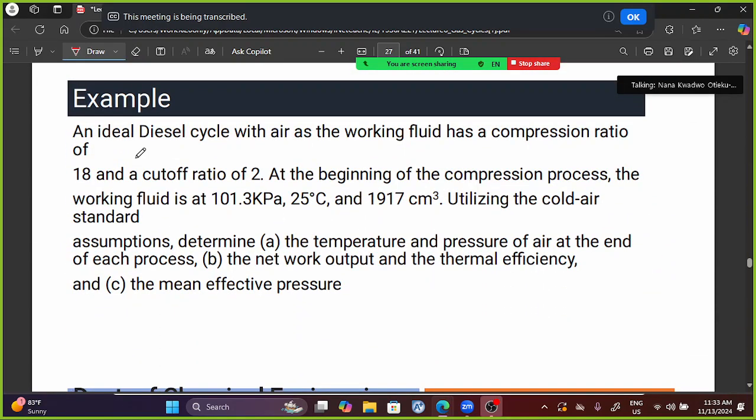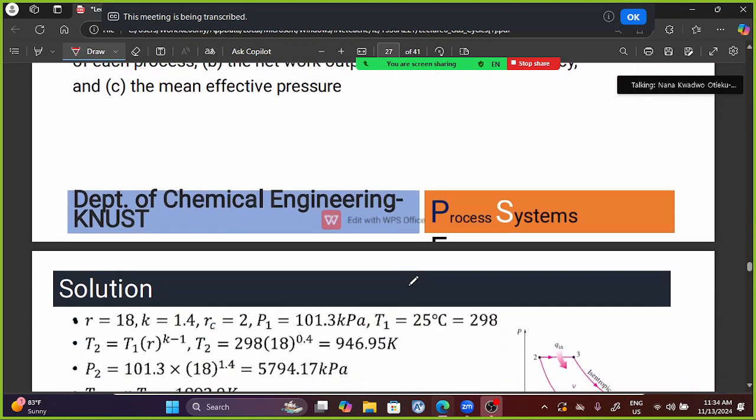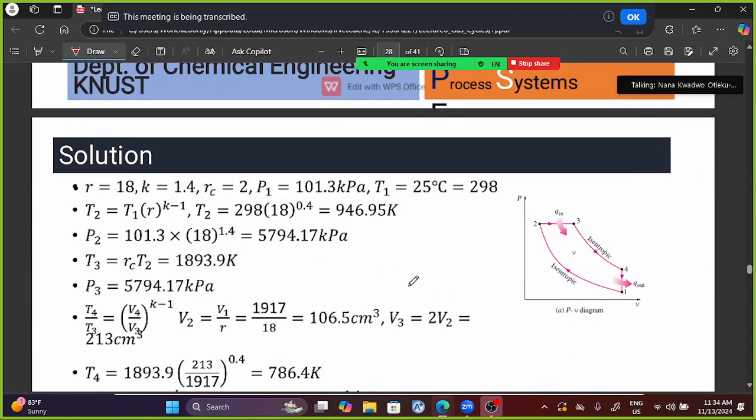So we have this example here. It's an ideal diesel cycle with air as the working fluid, with a compression ratio of 18 and a cutoff ratio of 2. At the beginning of the compression process, the working fluid is at 101.32 kPa, 25 degrees Celsius, and 1917 cubic centimeters. Utilizing the cold air standard assumptions, let's determine the temperature and pressure of air at the end of each process, and then the net work output, thermal efficiency, and the mean effective pressure.